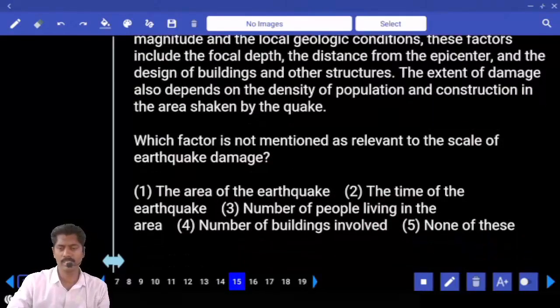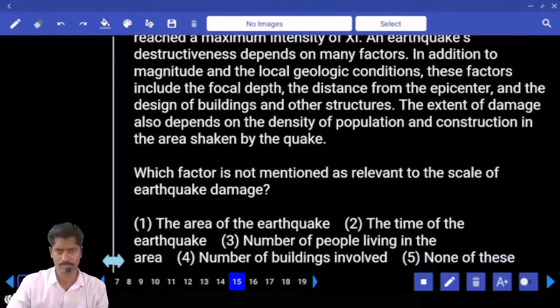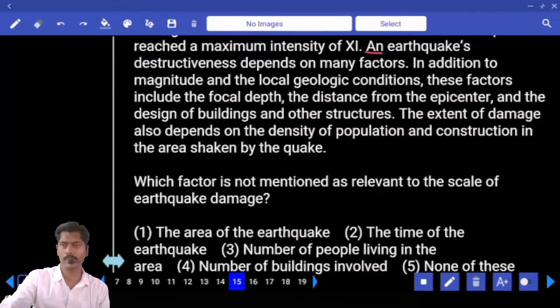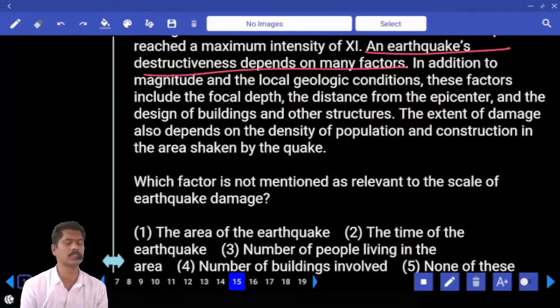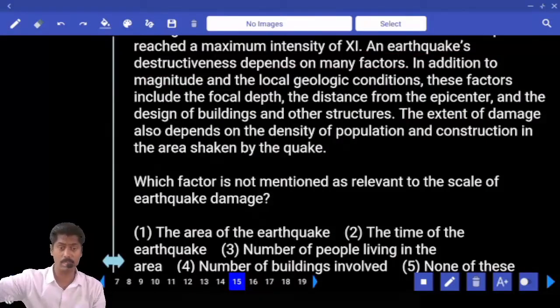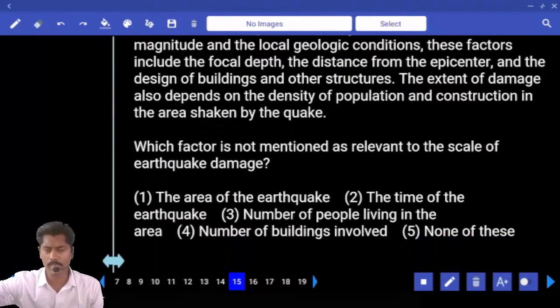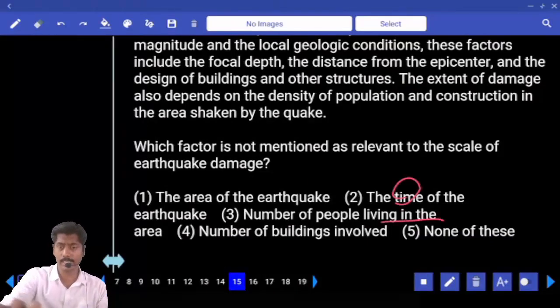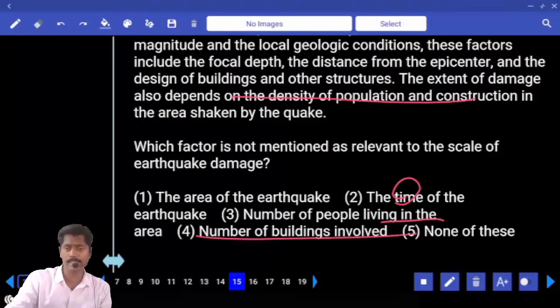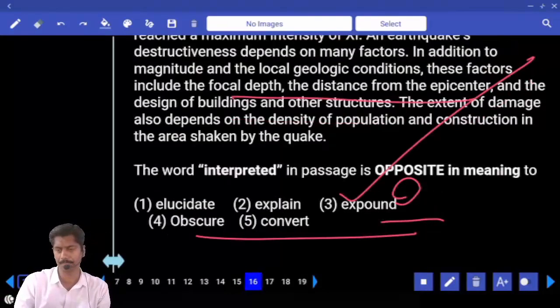Which factor is not mentioned as relevant to the scale of earthquake damage? An earthquake's destructiveness depends on many factors. In addition to magnitude, local geological conditions, these factors include focal depth, distance from the epicenter, design of buildings and other structures. Extent of damage depends on the density of population and construction in the area shaken by the quake. Area of earthquake, it is mentioned. Time of earthquake, not mentioned. Number of people living, density means population, yes. Number of buildings. Answer is the second option. This is not mentioned as a factor.